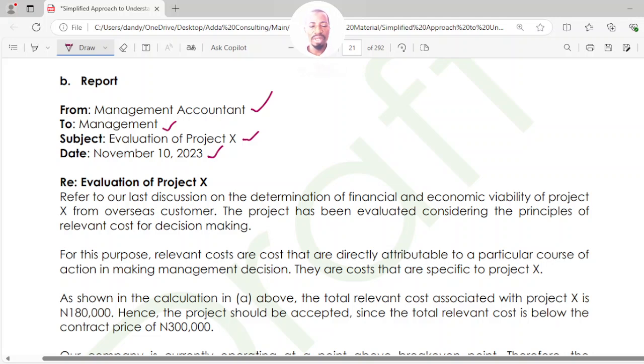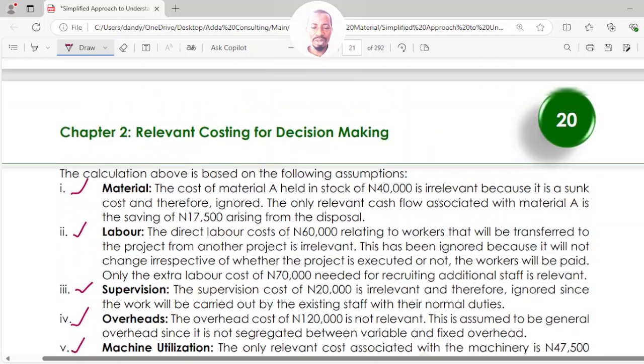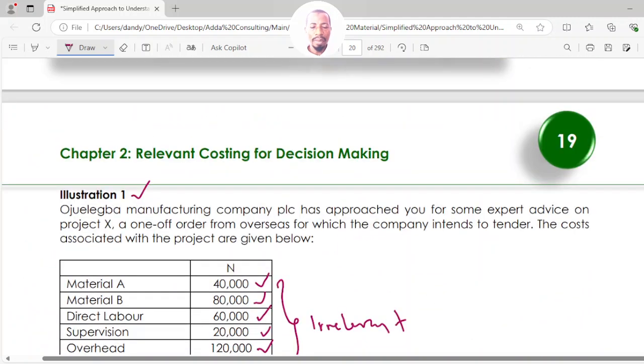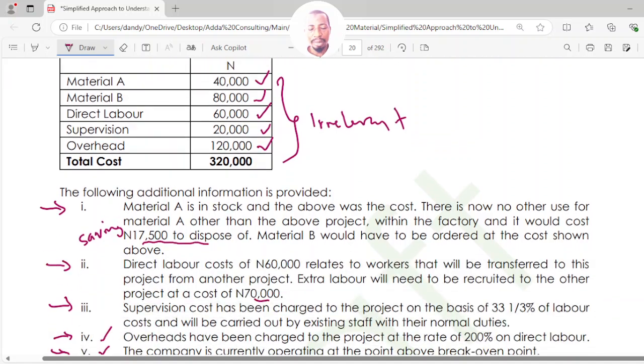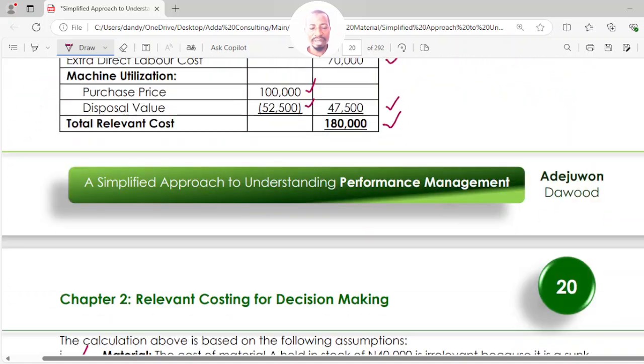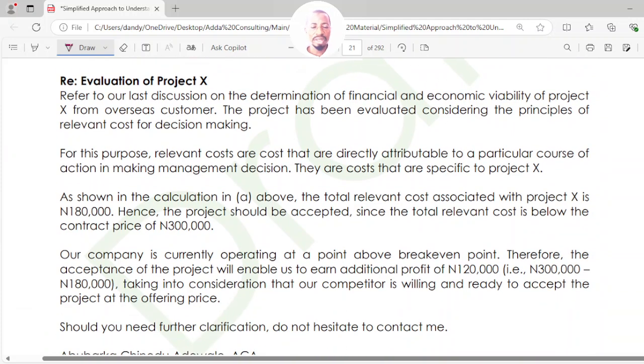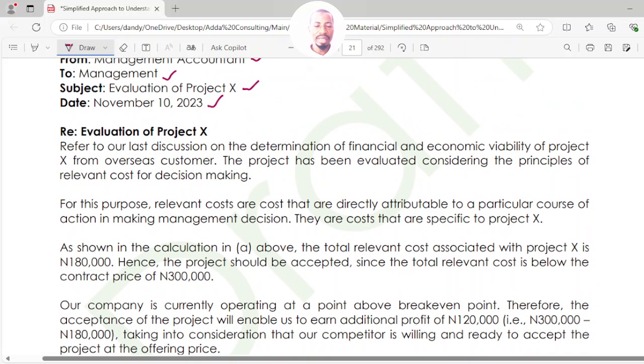Then you now go to the body of the question. Before the body, remember that in the first paragraph of this question, we are told that Ojuelegba Manufacturing Company PLC has approached you for some expert advice on Project X, which means that there was a prior discussion. Therefore, when you are writing your report, you need to reference the initial discussion, and that's why you are seeing here that you are referring to the evaluation of Project X.